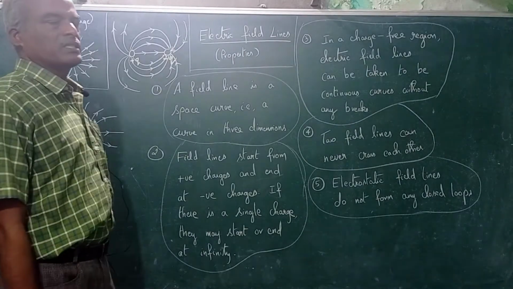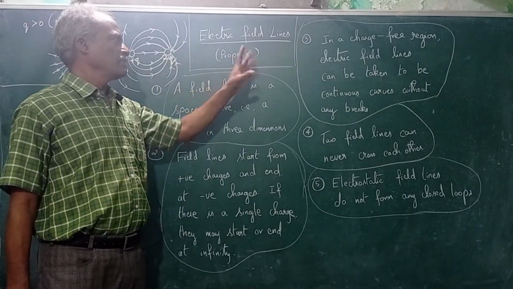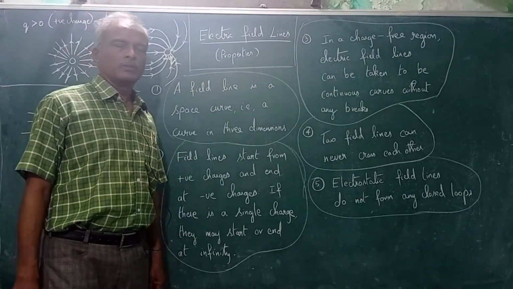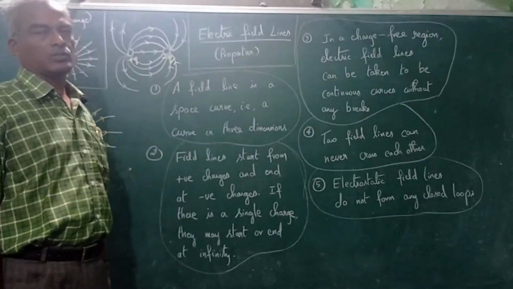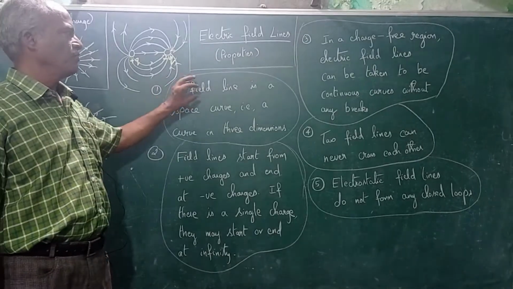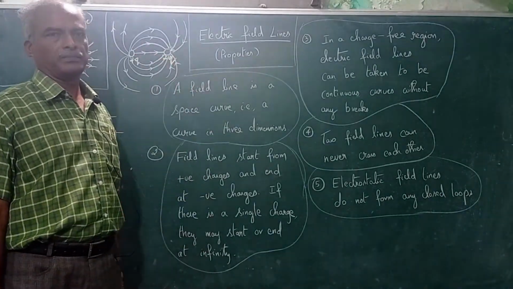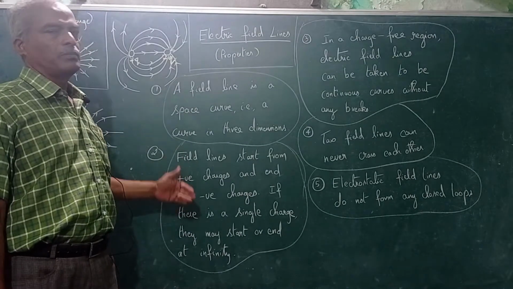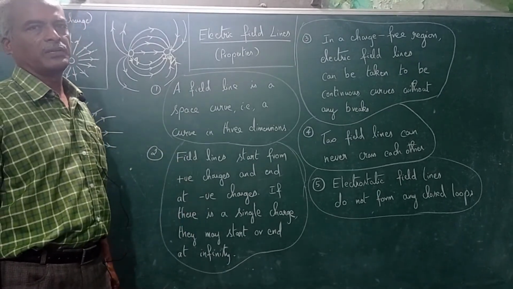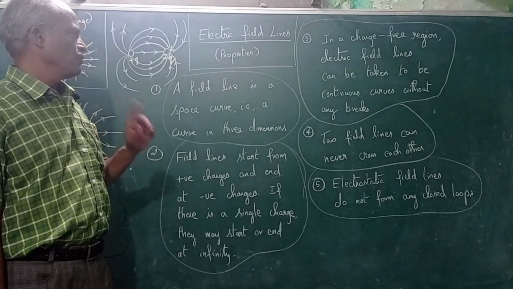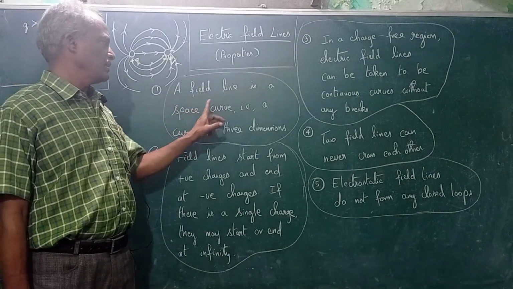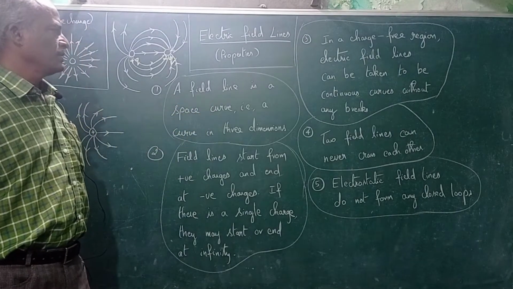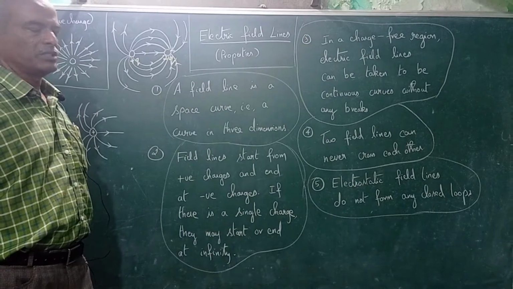So today's topic is about electric field lines properties. So we have magnetic field lines also. So here if I say field, it means electric field. So we will see the important properties of the electric field lines. First point, a field line is a space curve, that is, a curve in 3 dimensions.